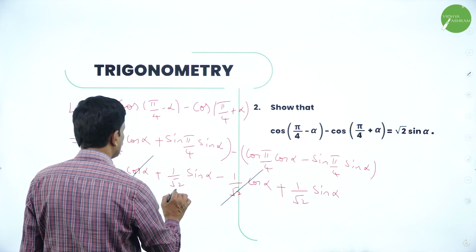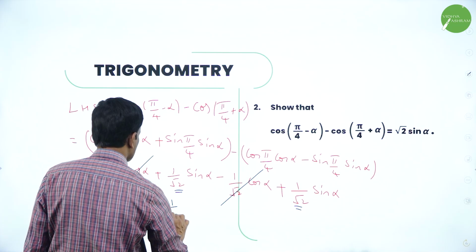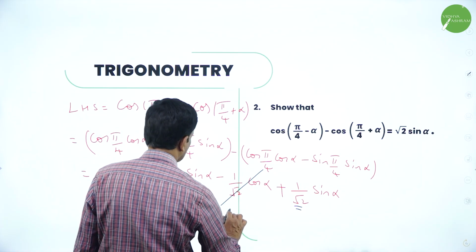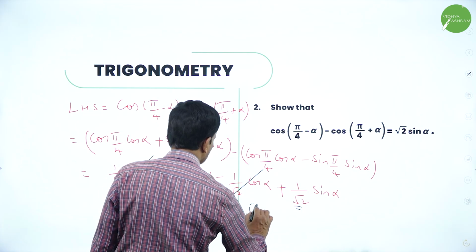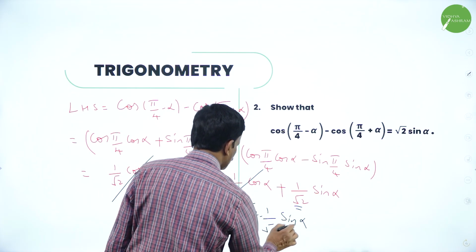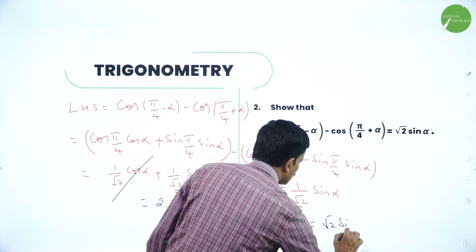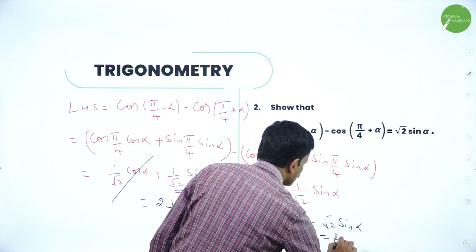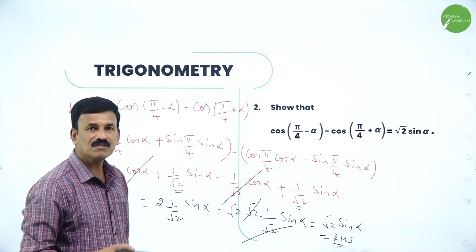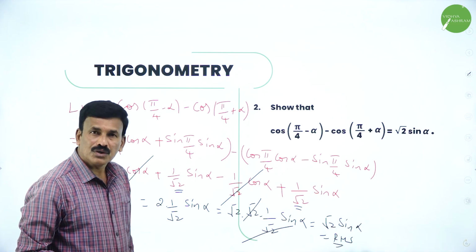Here 1 by root 2 cos alpha plus and 1 by root 2 cos alpha minus get cancelled. So what is left over? 1 by root 2 sin alpha plus 1 by root 2 sin alpha is 2 times 1 by root 2 sin alpha. Root 2 can also be written as root 2 into root 2 over root 2, so the 1 by root 2 gets cancelled. What is left over is root 2 into sin alpha, which is the required RHS. Root 2 sin alpha. That's it. This is how we are going to solve this problem for 2 marks. Right. Now, move on to the next problem.